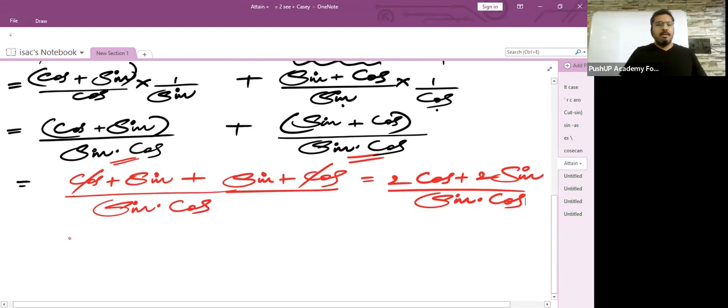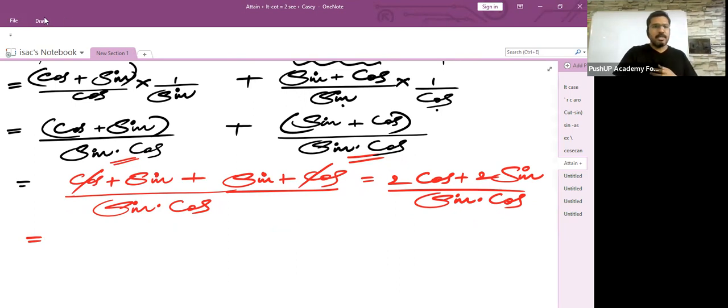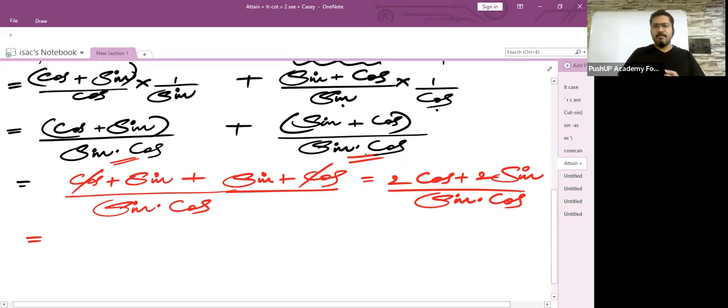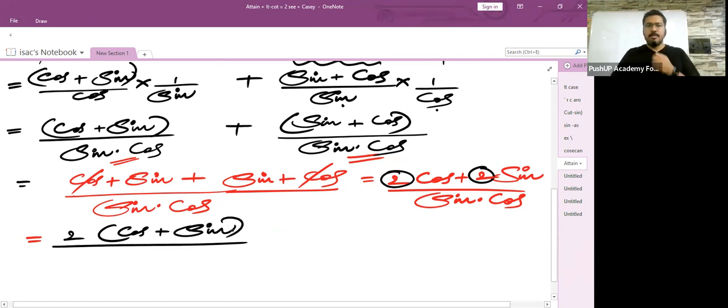Okay. Let's do it further. Children, can't I take 2 as a common factor? 2 cos plus 2 sine, I can take 2 as a common factor. Priya, is it clear? Two into cos plus sine divided by sine into cos.